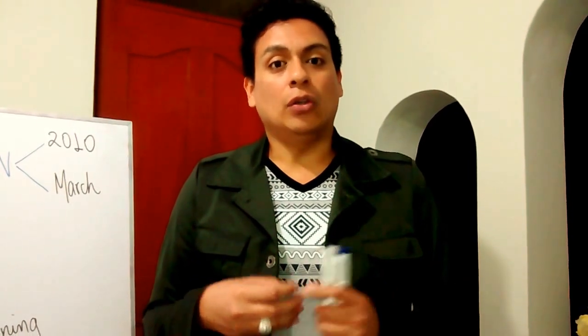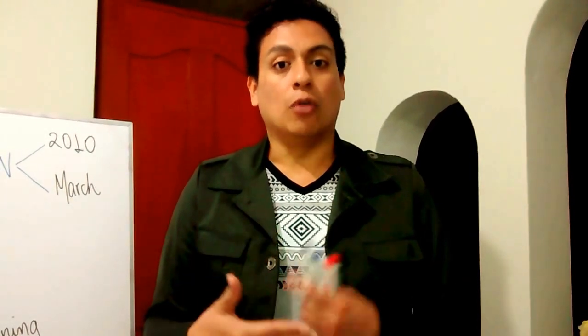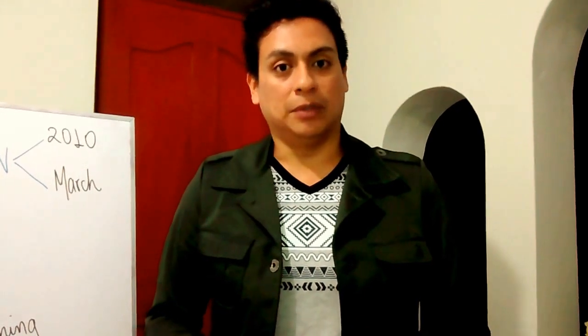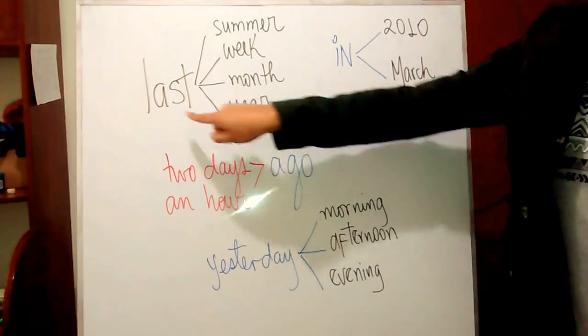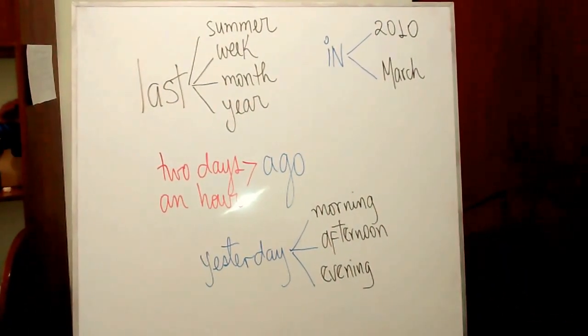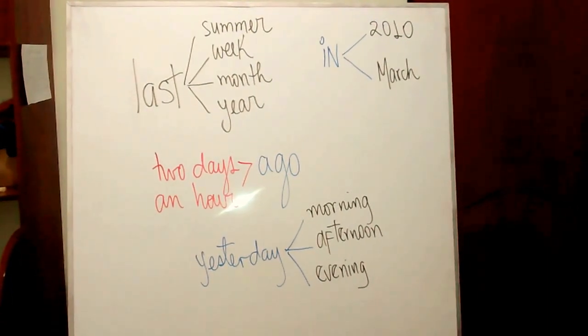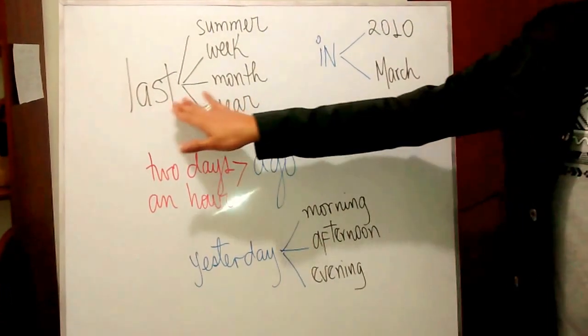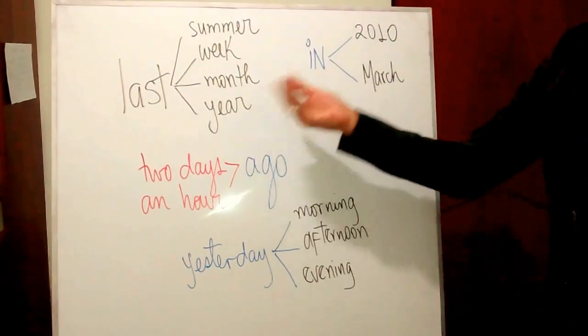Aquí les presento unas expresiones comunes que se usan con el past simple. Here we have a few time expressions. With last, we can say last summer, last week, last month, last year. El año pasado, el mes pasado y así sucesivamente.